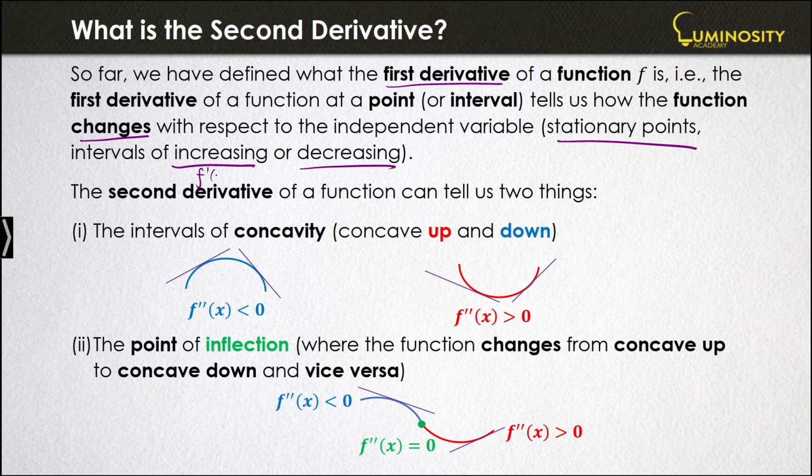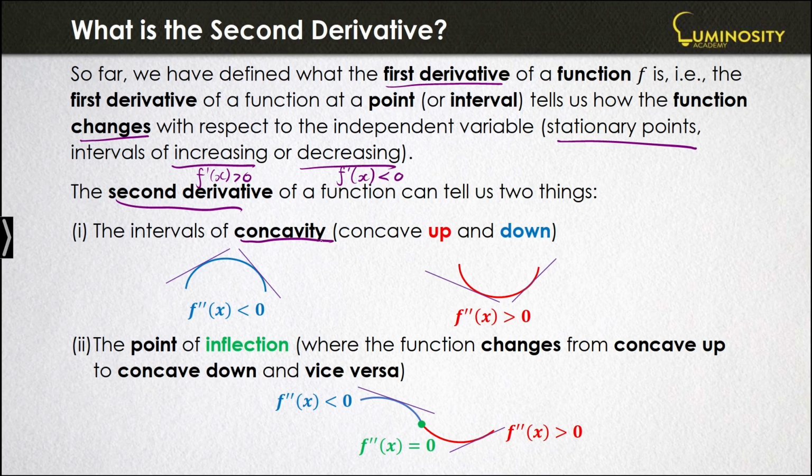So for increasing, the first derivative was greater than 0, and for decreasing, the first derivative was less than 0. Okay, so the second derivative of a function can now tell us two further things about a function to help better draw an accurate sketch of the function. So what does it do? It tells us the intervals of what we call concavity.